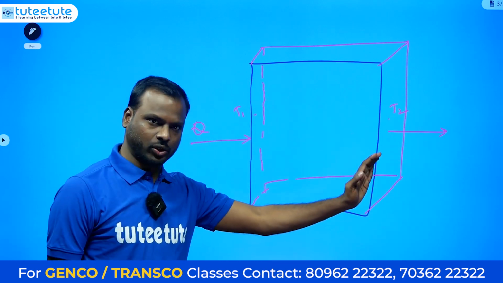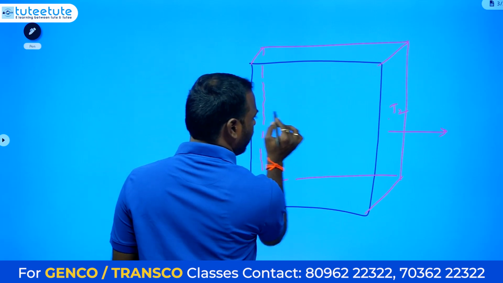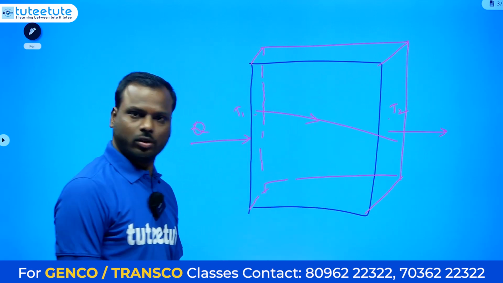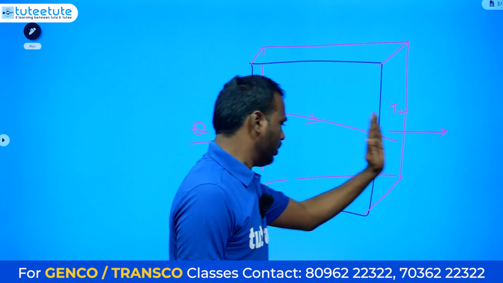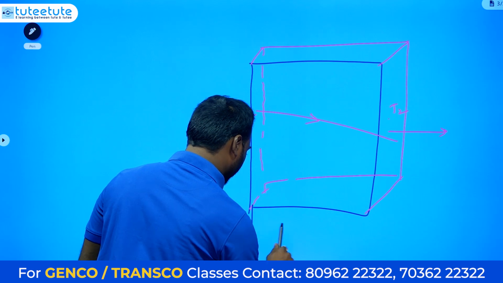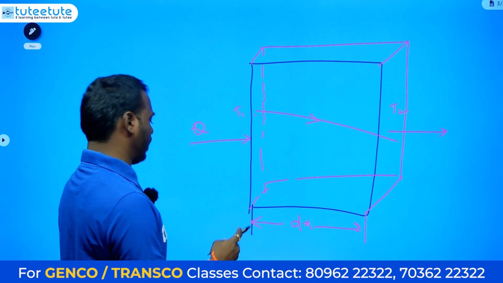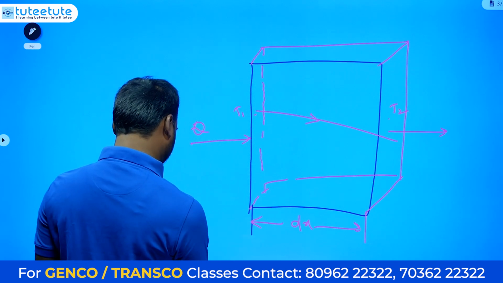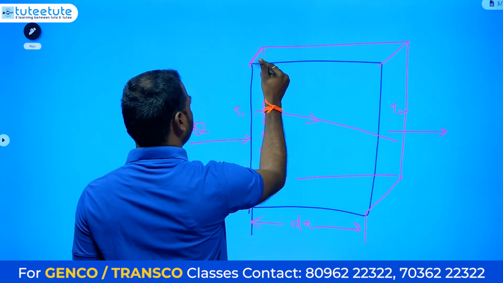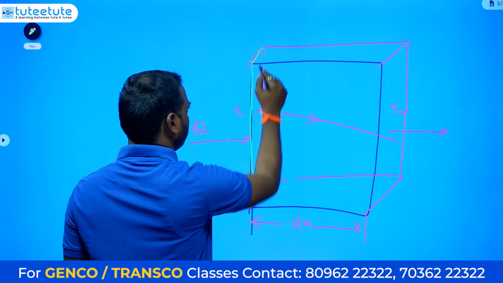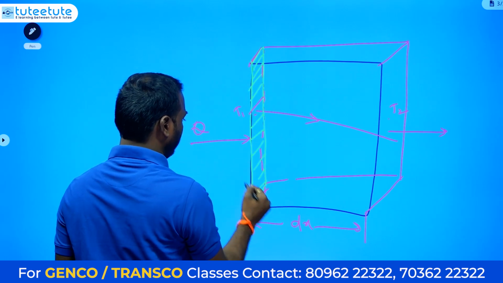Because of the heat transfer, the temperature will reduce from T1 to T2 while it is transferring from the left side to the right side. Suppose I take the distance as dx. Here I am also taking the area of cross section, which is perpendicular to the heat transfer.